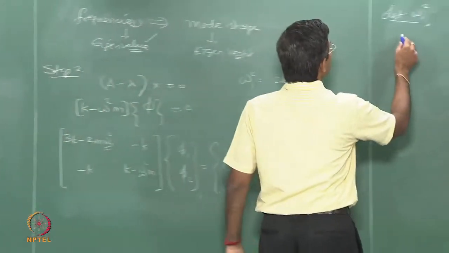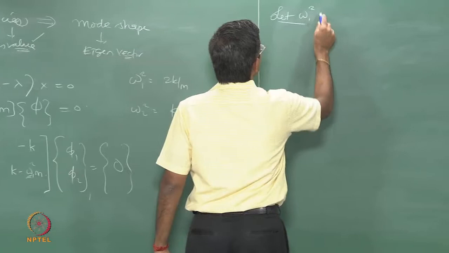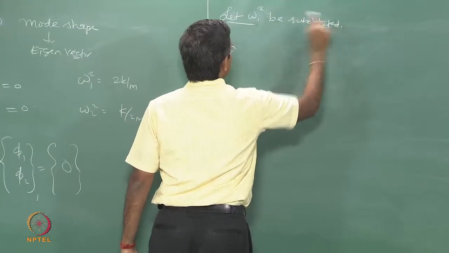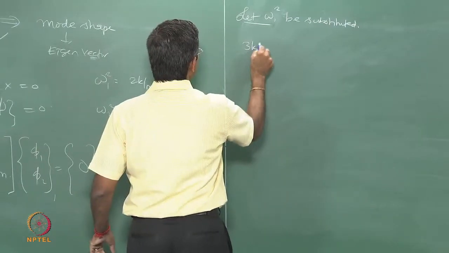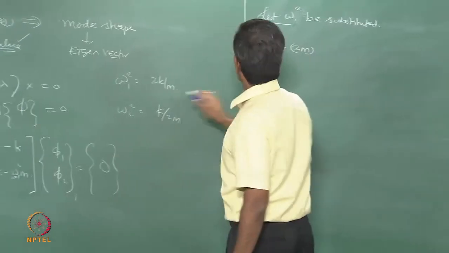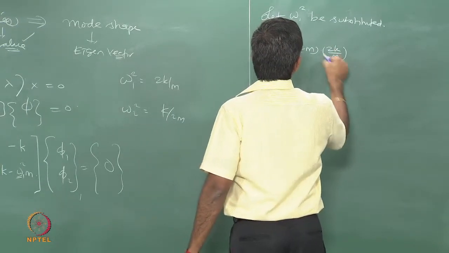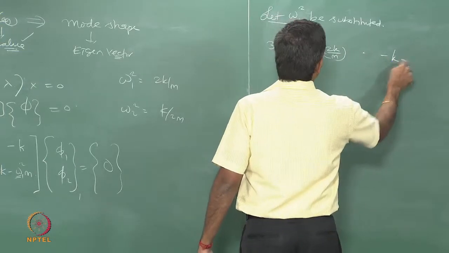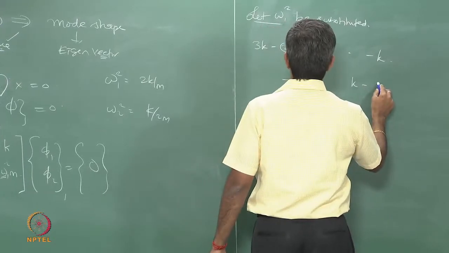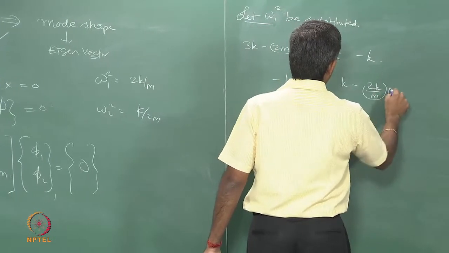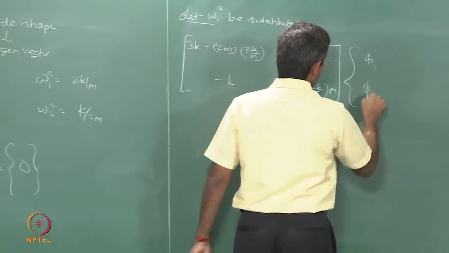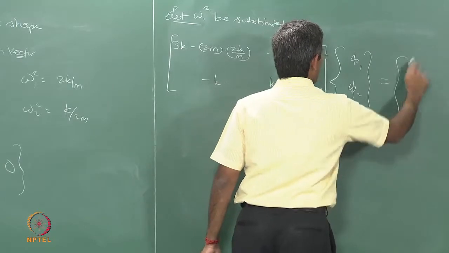So, let omega 1 square be substituted. So, 3k minus 2m of omega 1 square, which is already 2k by m, minus k, minus k, minus 2k by m, of phi 1 phi 2 is set to 0.